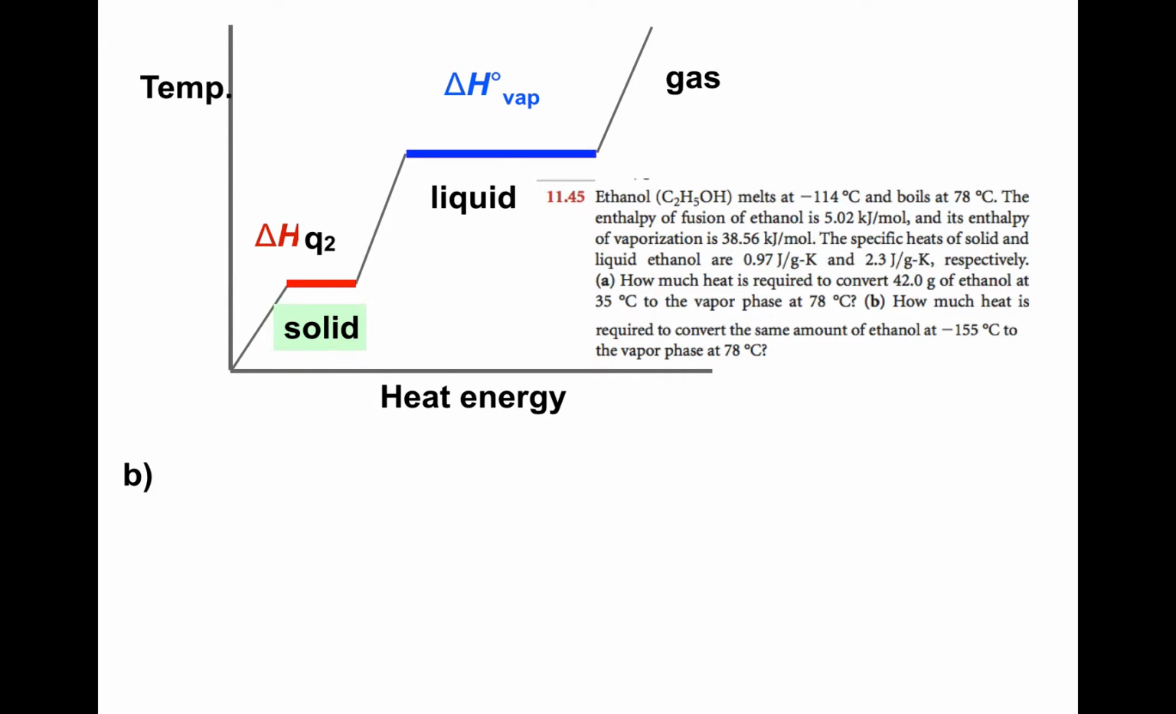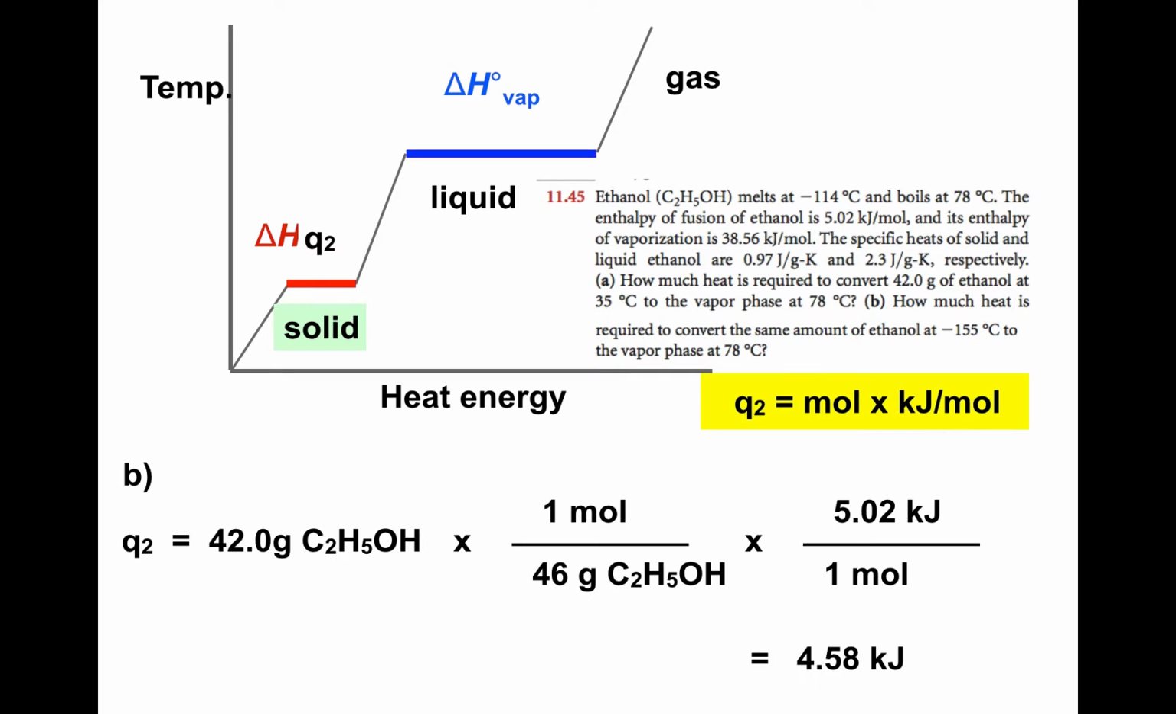Now I need to know how much heat is required to melt, right? So it's the same as the last problem. I need to know how many moles of substance I have multiplied by the heat of fusion in kilojoules per mole. So I use the molar mass of ethanol to convert to moles, use the heat of fusion to convert from moles to kilojoules.